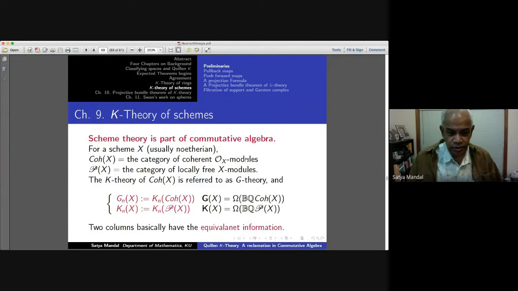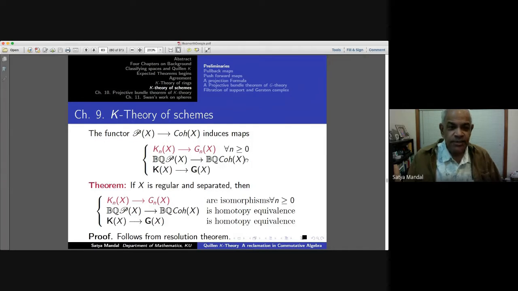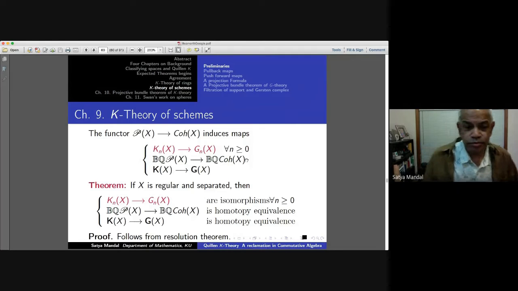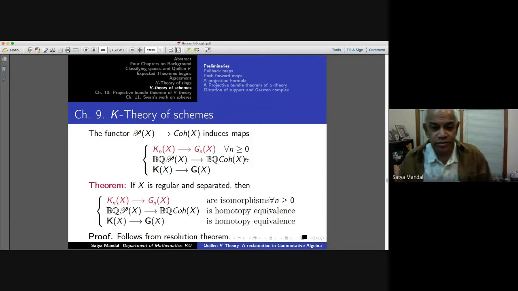And K-theory of the locally free sheaves is called K-theory, and we use Kn. The right hand side is the K-theory space, that's the loop space of the classifying space. I put the statements on groups in red, so if you want to focus on that, that's fine.